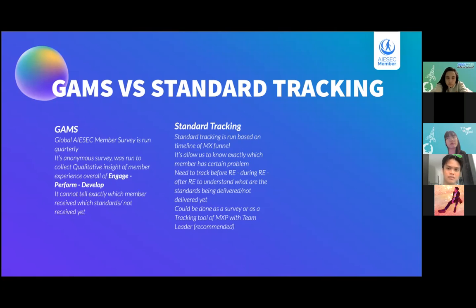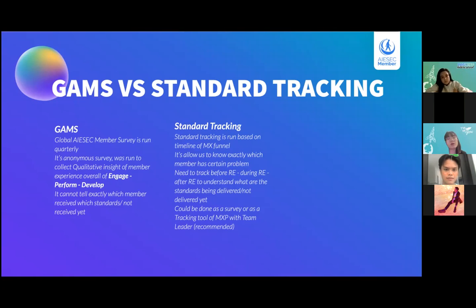Okay, so I want to be clear in this part because it's going to affect how you are building the tracking framework in the entity as well. What is something that you can expect from games? What is the insight, and what is something that the global survey cannot track, that in the local context you need to track experience by experience?